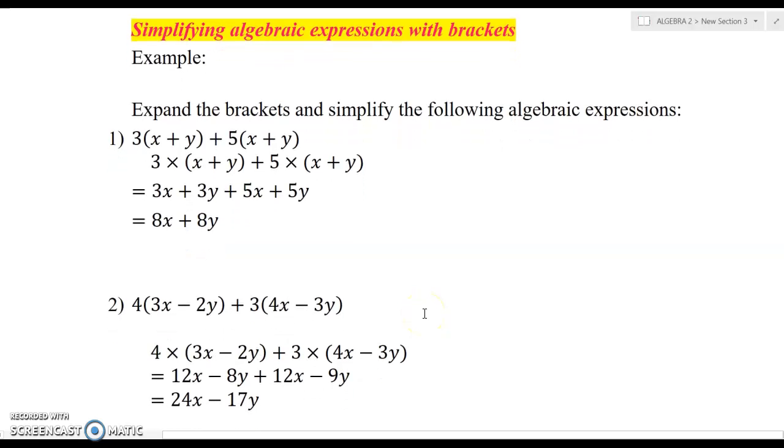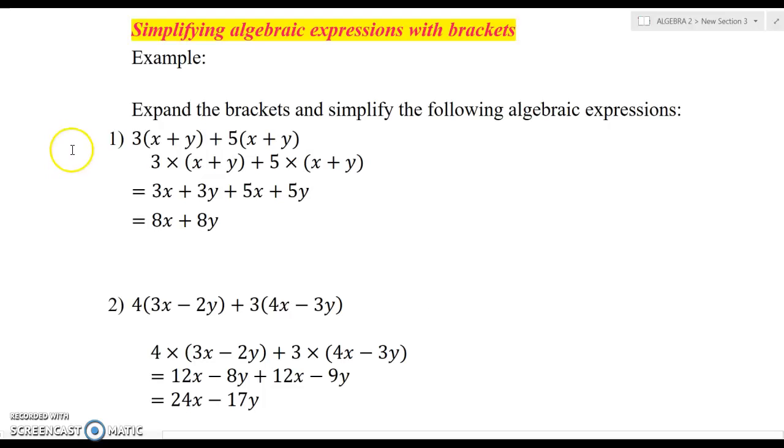Hi everyone, in this video we will be looking at simplifying algebraic expressions with brackets. Before you look at this video, you should look at the video on simplifying algebraic expressions, then the video on expanding brackets. Those are two things you need to know before you get into simplifying algebraic expressions with brackets. I have two examples here that we are going to go through.